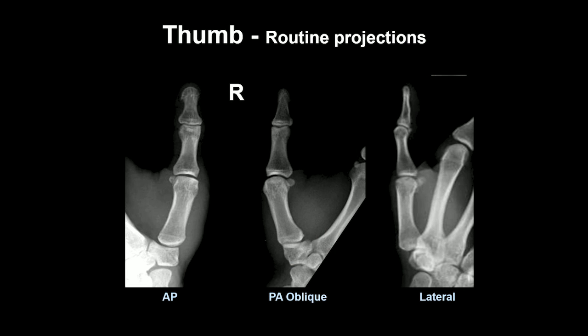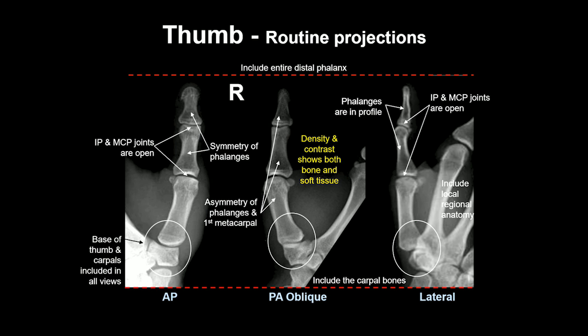Here we have the thumb, done as an AP view, and then we have an oblique and a lateral view. For the AP view, you want to have open interphalangeal joint and metacarpal joint spaces, again symmetry of the phalanges, and you need to see the base of the thumb.